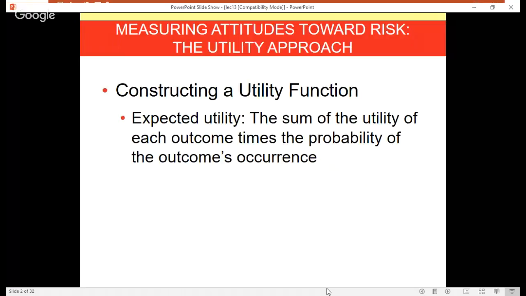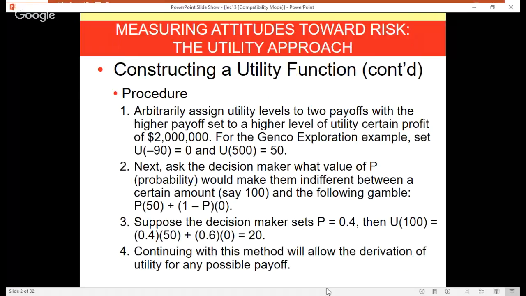Hopefully that'll become clear. Here we're going to construct the utility function. So I'm going to arbitrarily assign two levels of payoffs, one with the certain profit of the $2 million.